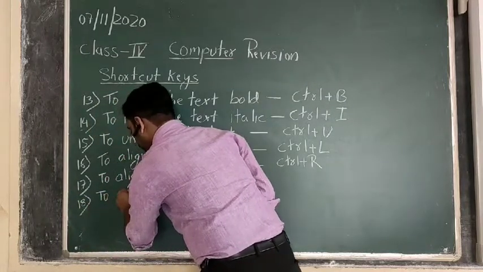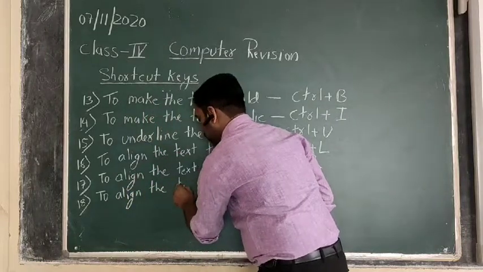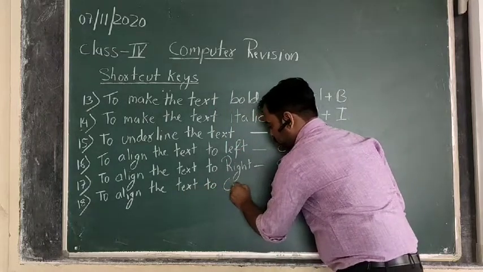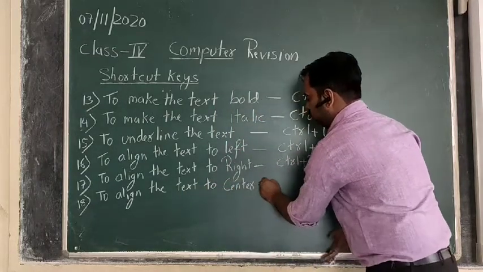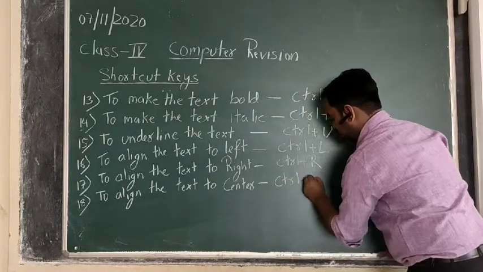To align the text to the center of the document, or the middle of the document, you can use the shortcut key Control plus E.